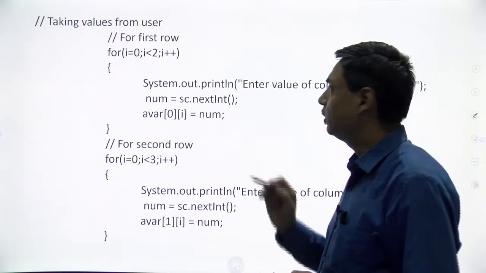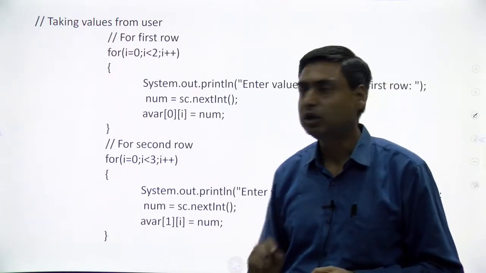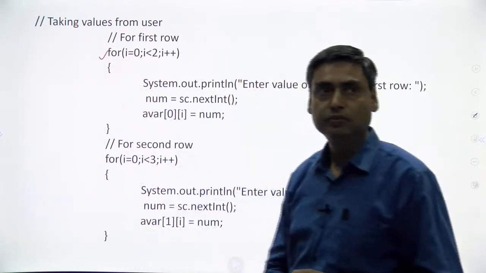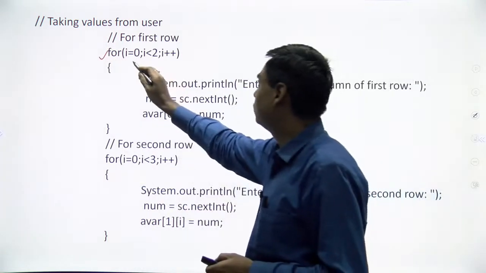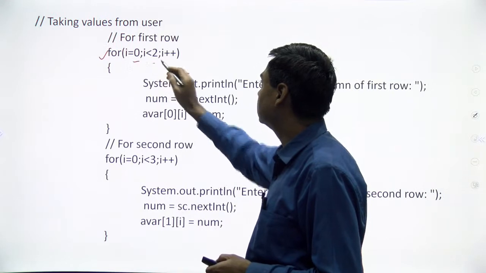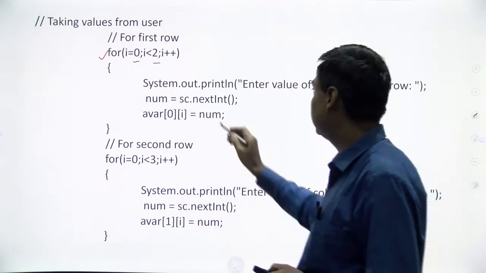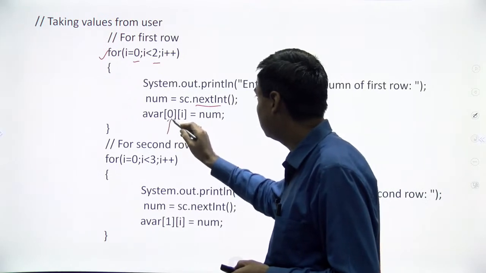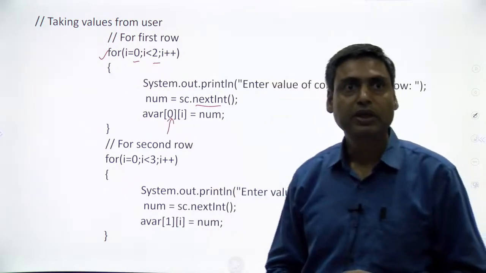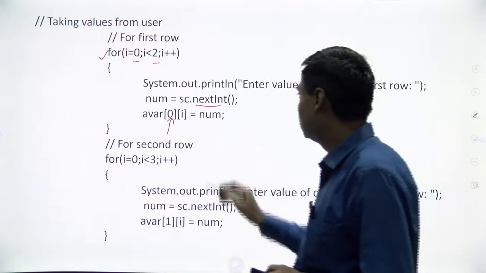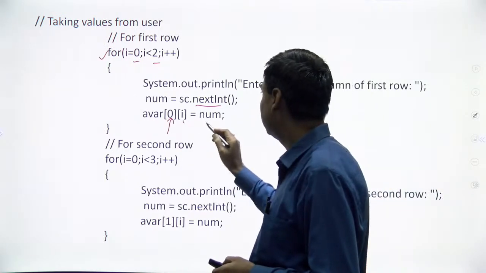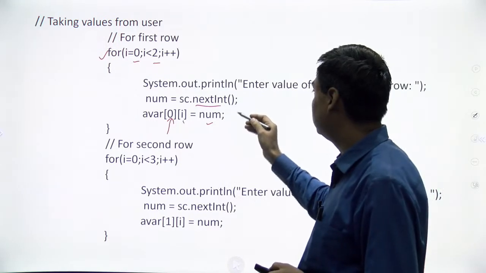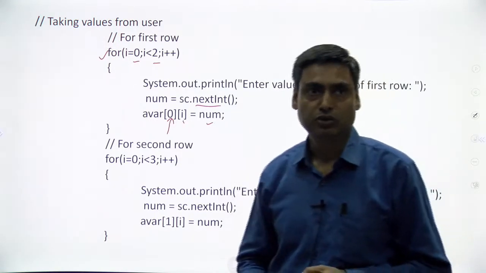So the first row consists of only 2 columns. So we have a separate for loop here, that is i equal to 0 and i less than 2. Then use sc.nextInt, and you can see here the row number is fixed, it is 0. Then we have the i and num. Whatever value you get, it will be stored in the first location.